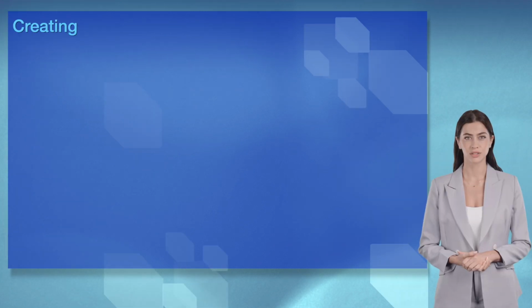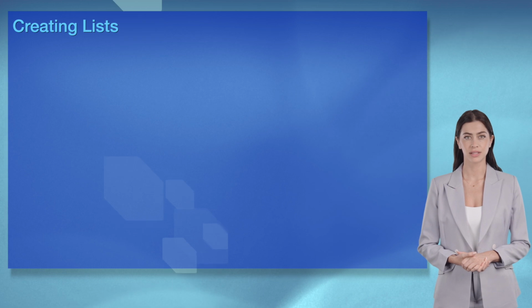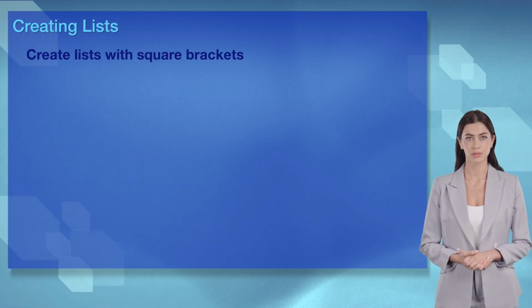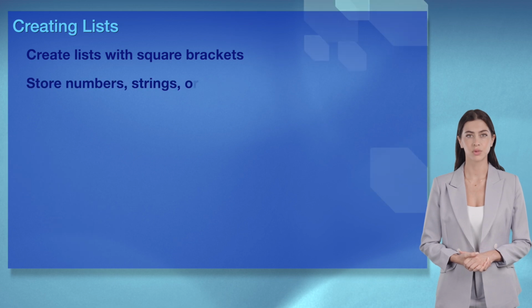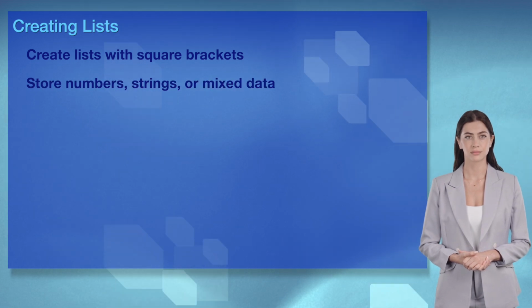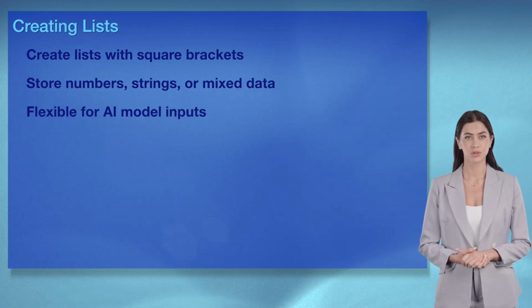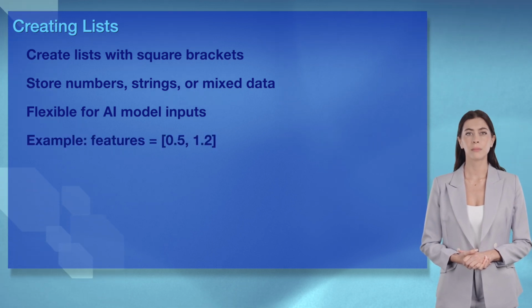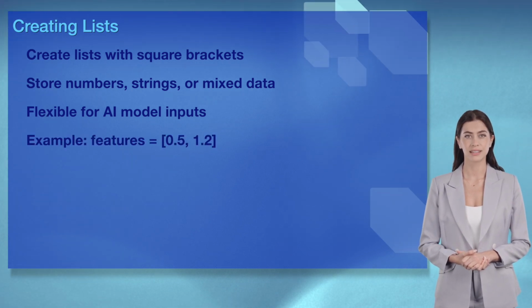Wizards, creating a list is super easy. Use square brackets like data = [1, 2, 3] to store numbers, strings, or mixed data. In AI, you might use a list like features = [0.5, 1.2, 2.8] for model inputs, and you can modify it anytime.